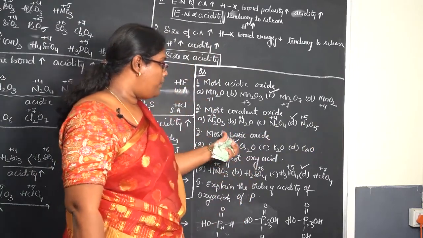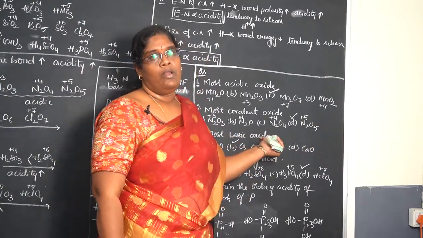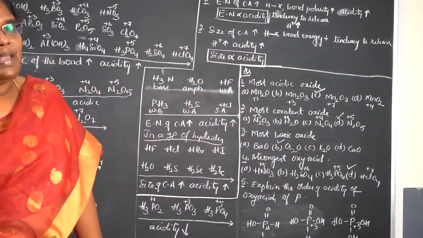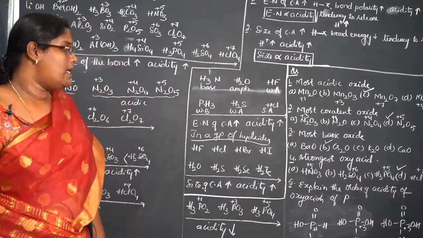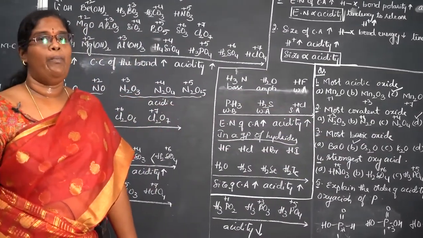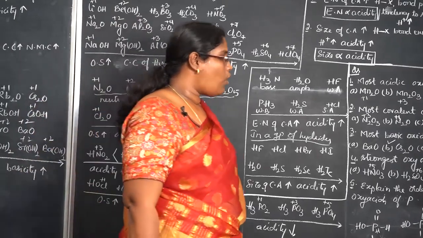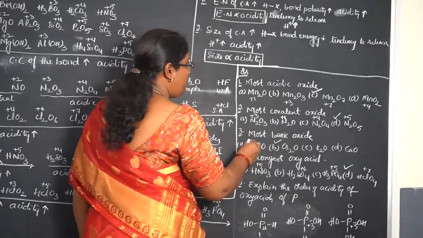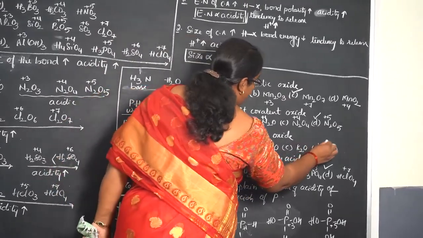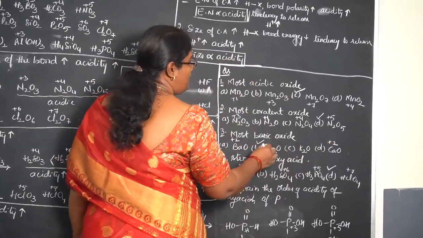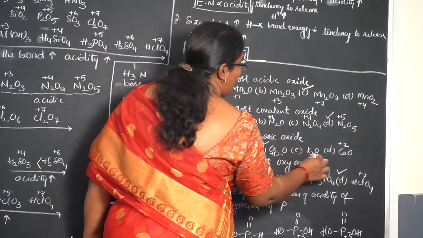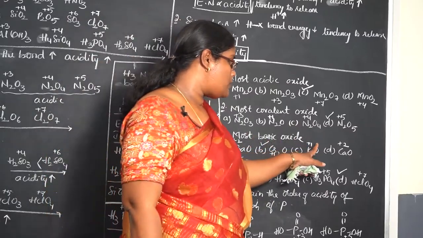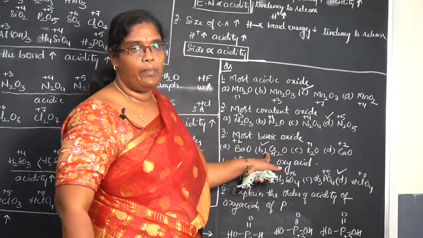Now, the most basic oxide. What is the relation between oxidation state and basicity? Oxidation state is inversely proportional to basicity. So the least oxidation state is more basic. Here you are given two oxides with +2 oxidation state and two oxides with +1 oxidation state. Certainly the oxides with +1 oxidation state would be more basic.